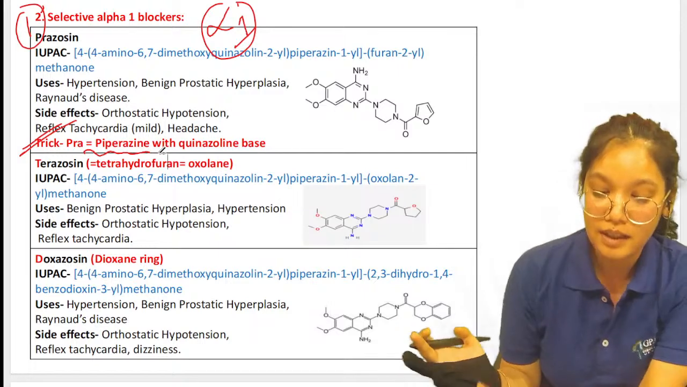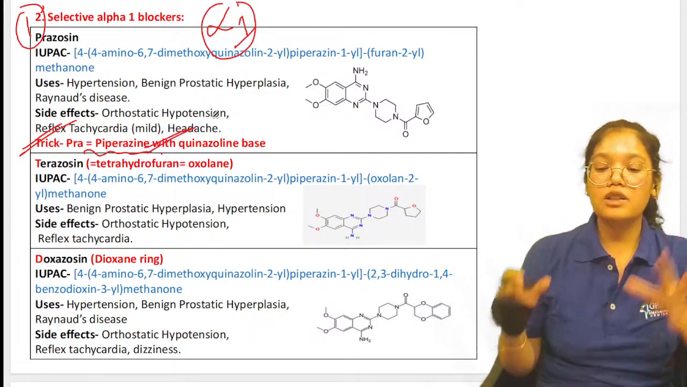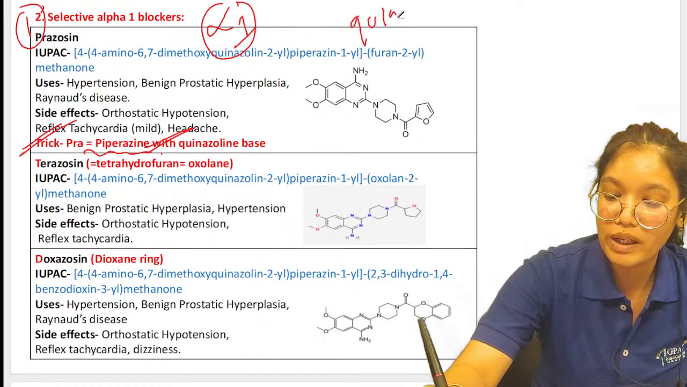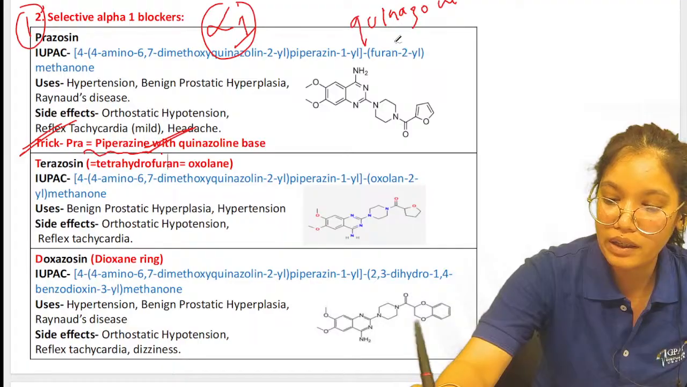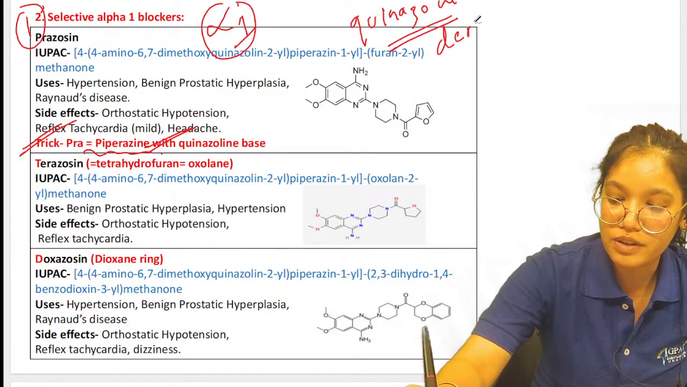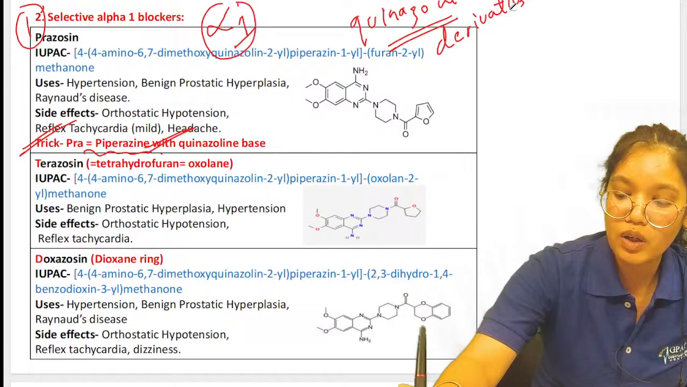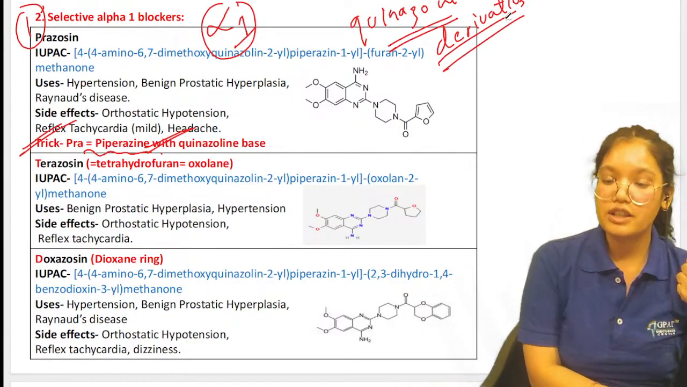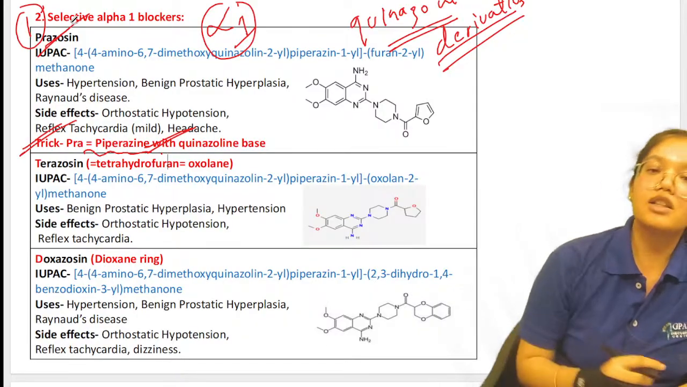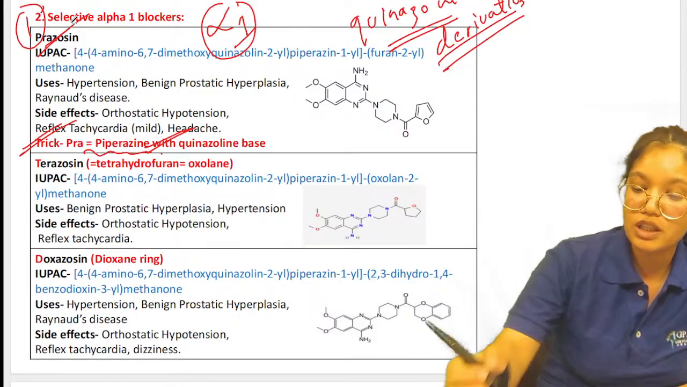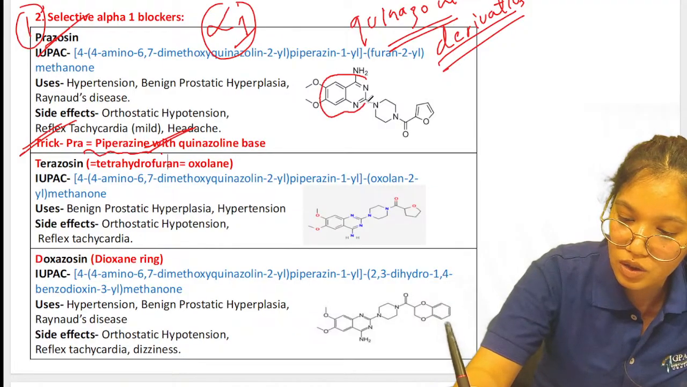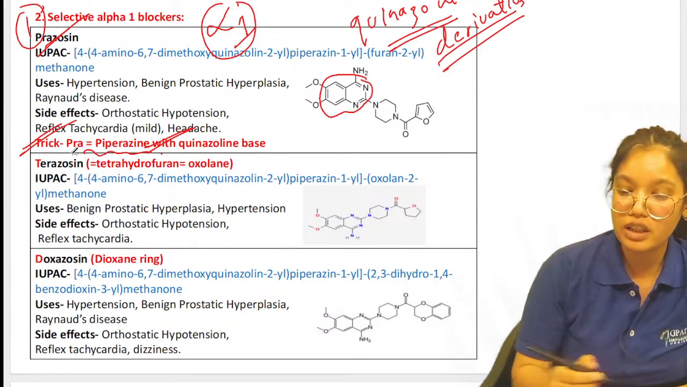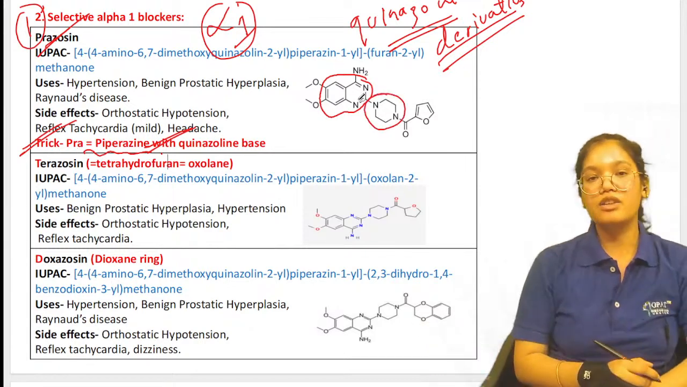Now all these alpha-1 blockers are quinazoline derivatives. As they are quinazoline derivatives, they will contain a quinazoline moiety in their structure. Prazosin is also a quinazoline, so it contains a quinazoline ring in its structure. Then from pra we have a piperazine ring too.